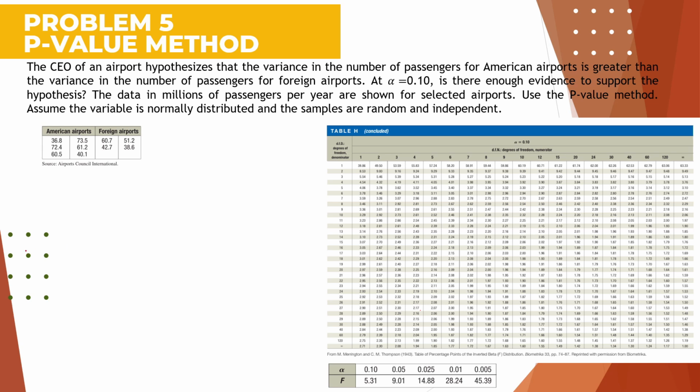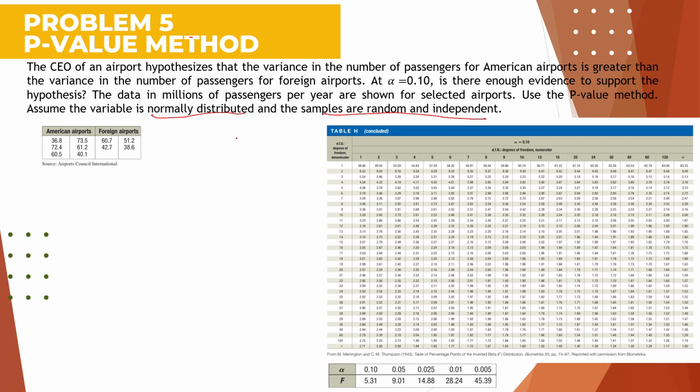Alright, let's proceed now with problem number 5. Problem number 5 uses the p-value method. The problem states that the CEO of an airport hypothesizes that the variance in the number of passengers for American airports is greater than the variance in the number of passengers for foreign airports. At alpha 0.10, is there enough evidence to support the hypothesis? The data in millions of passengers per year are shown for selected airports. Use the p-value method and assume that the variable is normally distributed and the samples are random and independent.